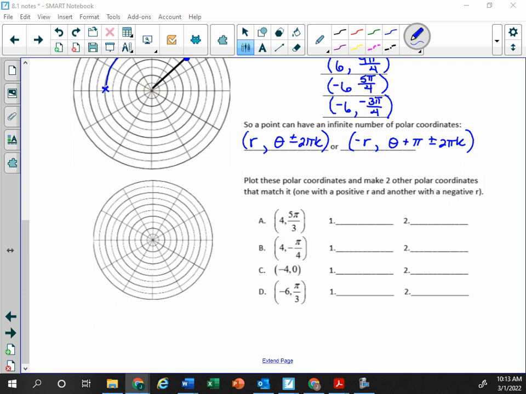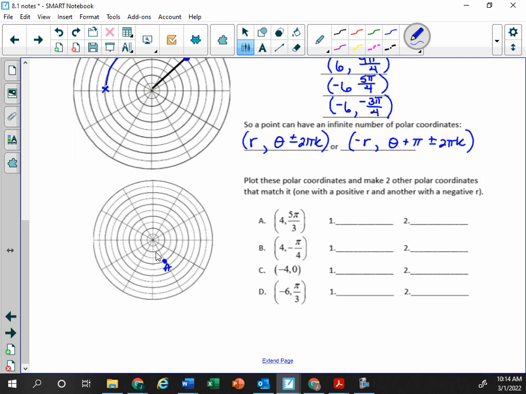So first one, 4, 5 pi over 3. I know I'm counting out to that fourth ring: 1, 2, 3, 4, maybe. There we go. And then I know 5 pi over 3 is in the fourth quadrant, so I'm going to go around. It is this guy right here. So that is point A.